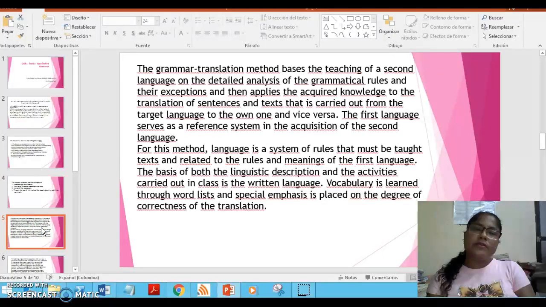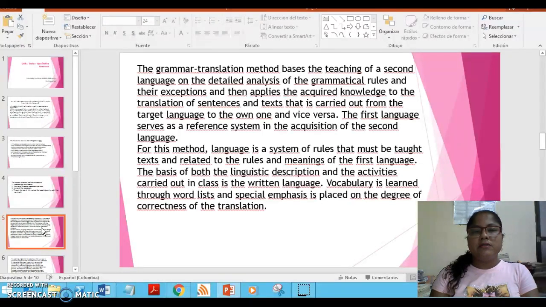The grammar translation method bases the teaching of a second language on the detailed analysis of grammatical rules and their exceptions, and then applies the acquired knowledge in translation of sentences and texts, carried out from the target language to the native one and vice versa. The first language serves as a reference system in the acquisition of the second language.